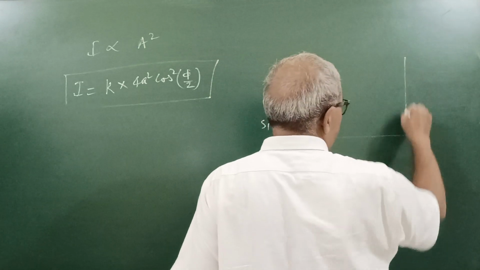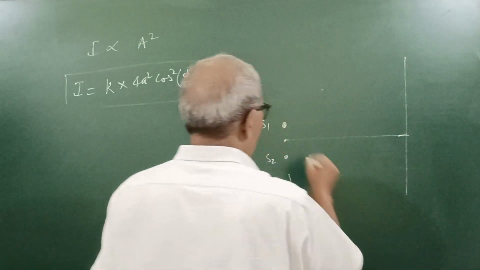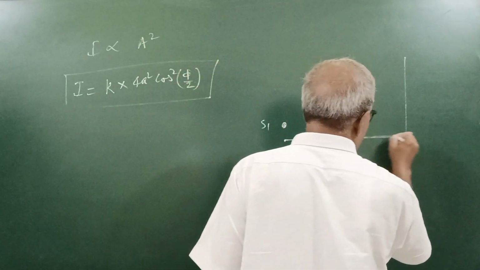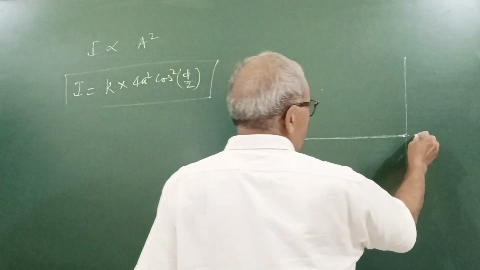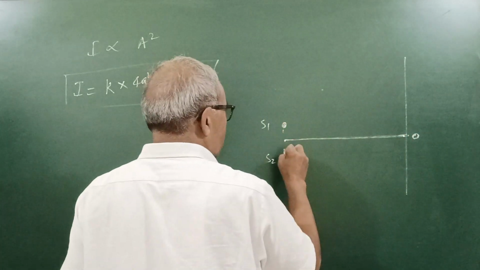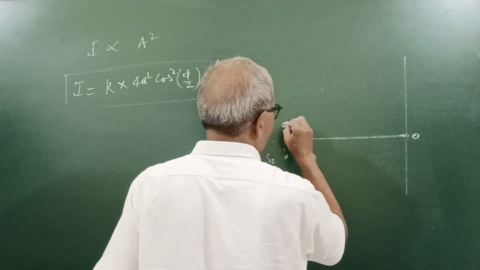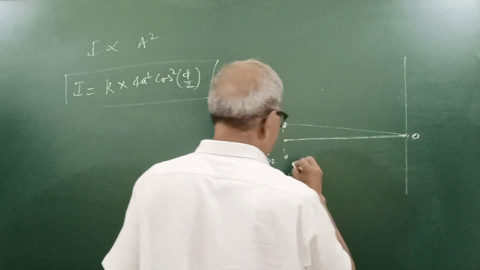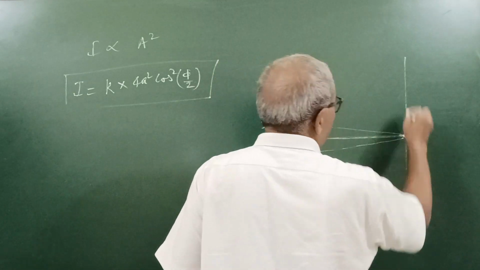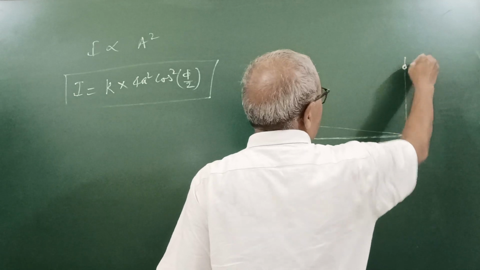Here is a screen where the light falls from the two sources. This point O lies on the perpendicular bisector of S1, S2, so it is equidistant. Now I can think of the point P here.